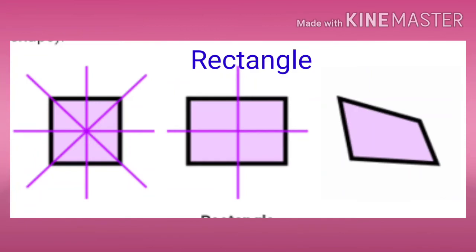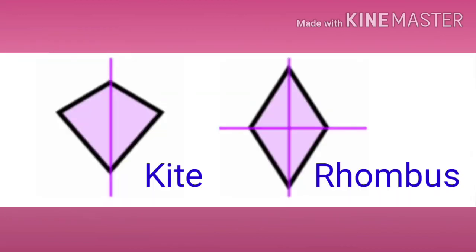A rectangle has 2 lines of symmetry, vertical and horizontal both. A kite has 1 line of symmetry. A rhombus has 2 lines of symmetry.